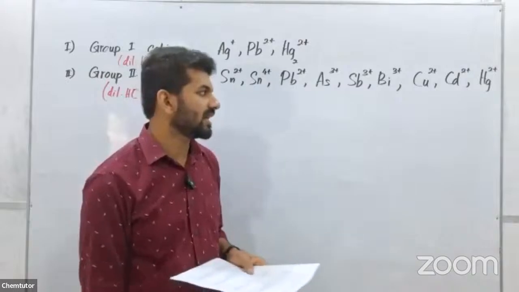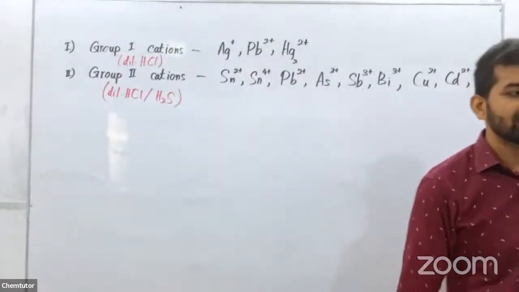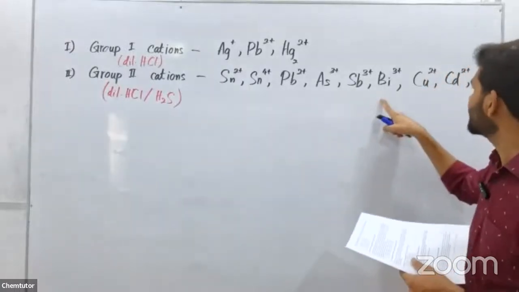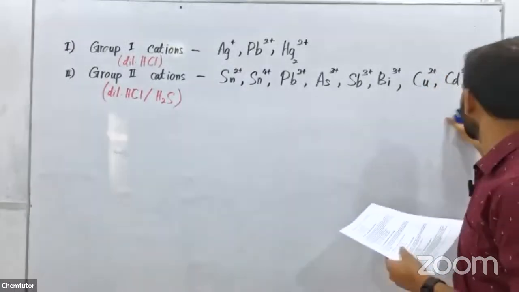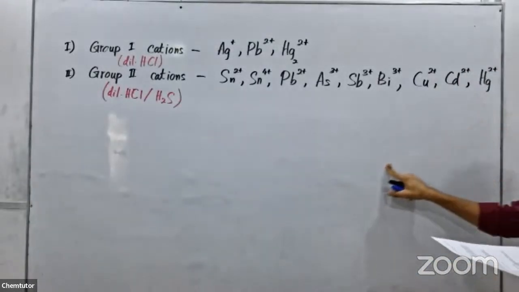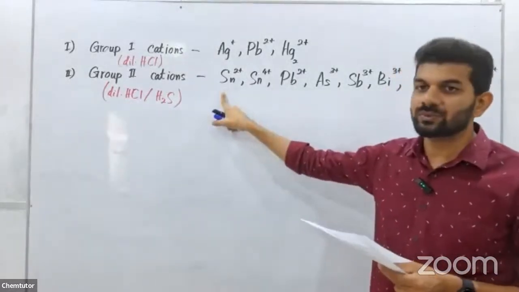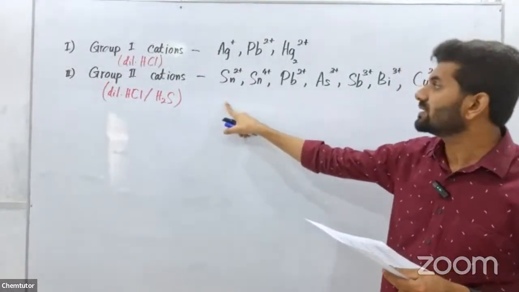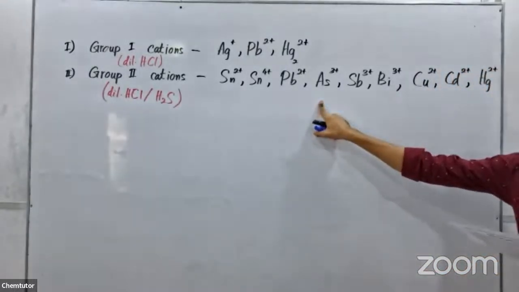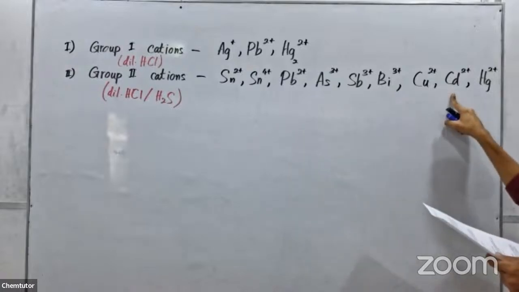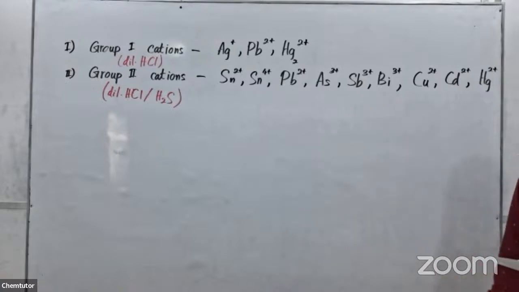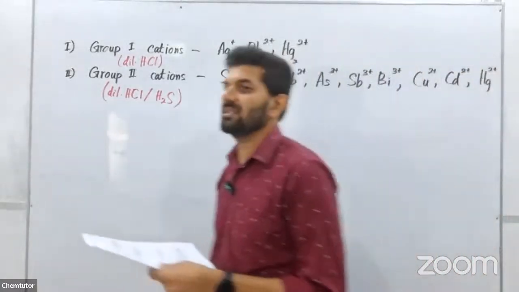Okay, so out of those nine cations, now we have four black color precipitates. What are they? Lead, bismuth, copper, and mercury. Those are black color precipitates. Then there's a brown color precipitate, that is SnS. Then the yellow color precipitates, SnS2, arsenic, and cadmium. And there's an orange color precipitate by antimony. So you have to remember those colors.